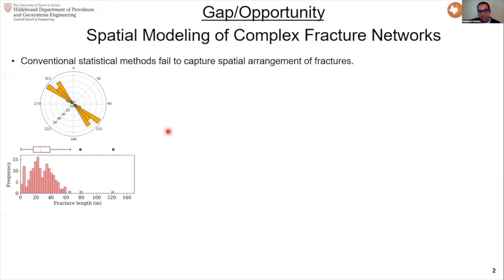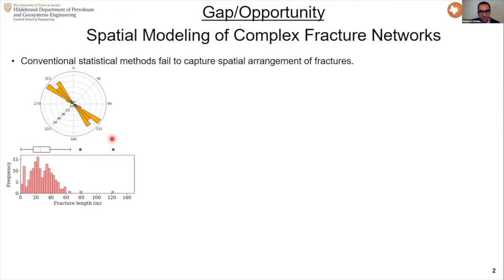So the objective of this research work is to introduce new spatial data analytics for characterization and modeling of complex fracture networks. Some of the conventional methods that are used in the industry to spatially model fracture networks rely only on the histograms, or basically the distribution of the fracture length and the distribution of the fracture orientation or strike angle. So the idea is that if we know the distribution of the fractures in terms of the length and the orientation, that should be good enough to generate a representative model of the fracture networks in the subsurface.